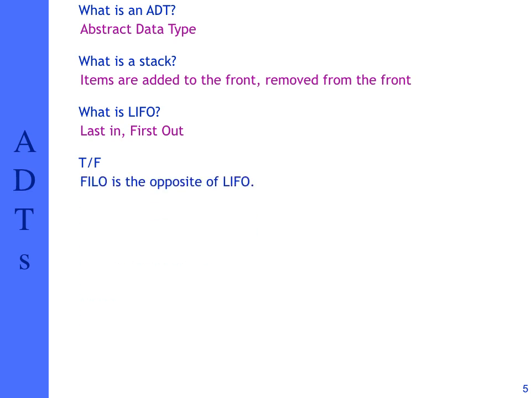Okay, true or false? FILO is the opposite of LIFO. So first in, last out is the opposite of last in, first out. Now, it's exactly the same thing, right? It's synonymous. So that's false. What logic represents a stack? So we talk about the last in, first out.